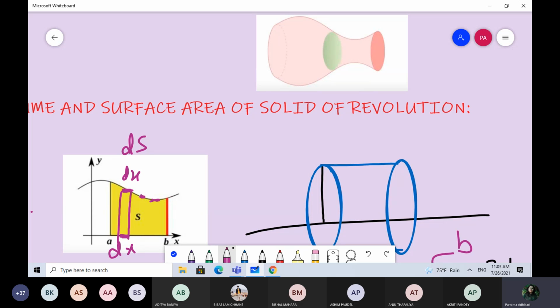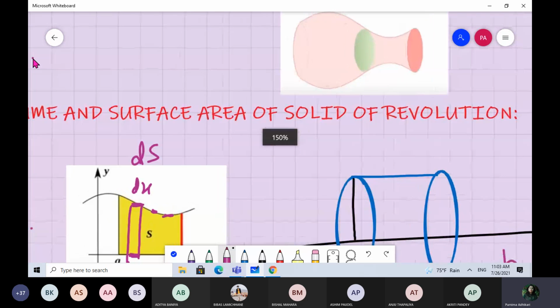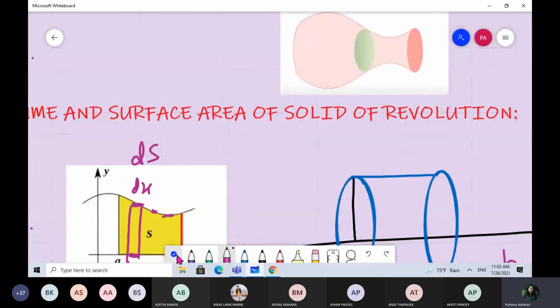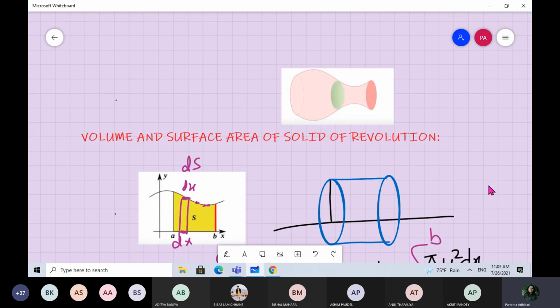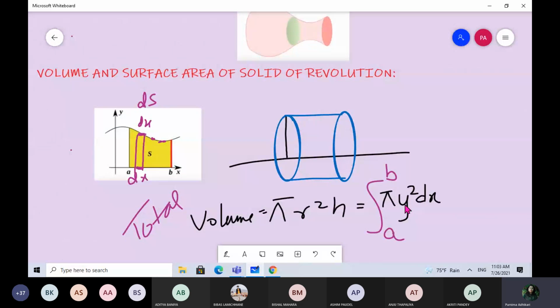So A to B means we are going to add all these infinitely many small cylinders and finally we will get the total solid surface volume for this pot. Now according to the curve, we replace y with the value of our curve. So this will give you your desired result.